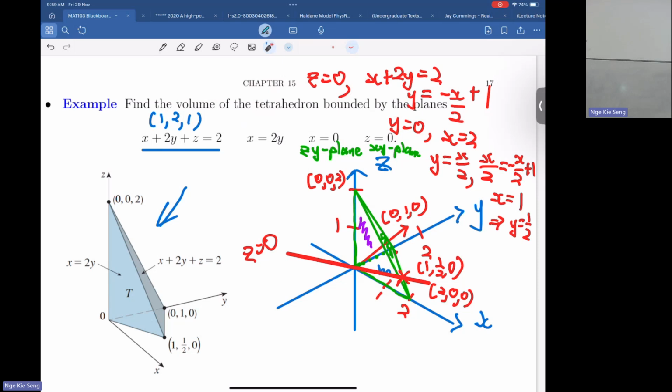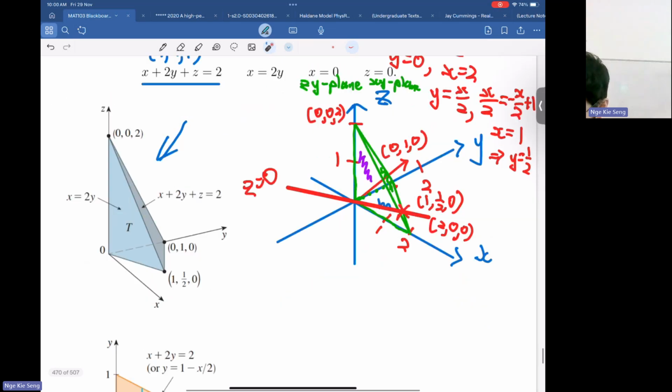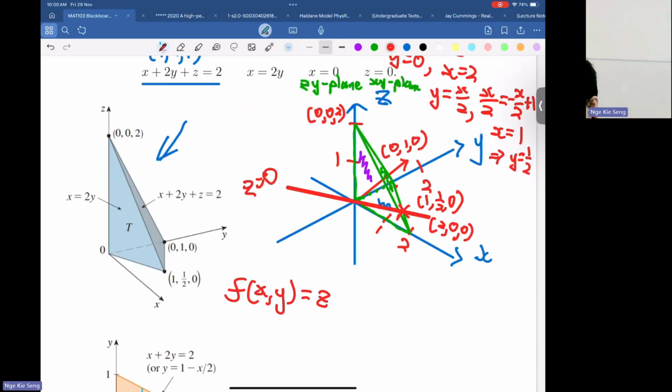So potentially you can get a function from this plane here. How do you get the function from this plane? How do you create a function of two variables here? Which variable is dependent on which in this case? x, y are independent, and z is dependent on x and y. So you can form f(x,y) equals z, which equals 2 minus x plus 2y.